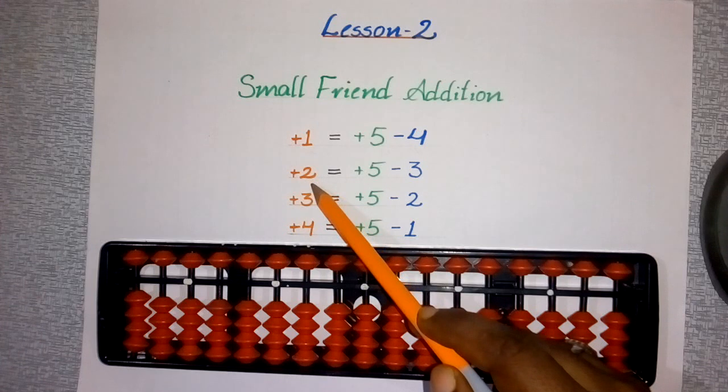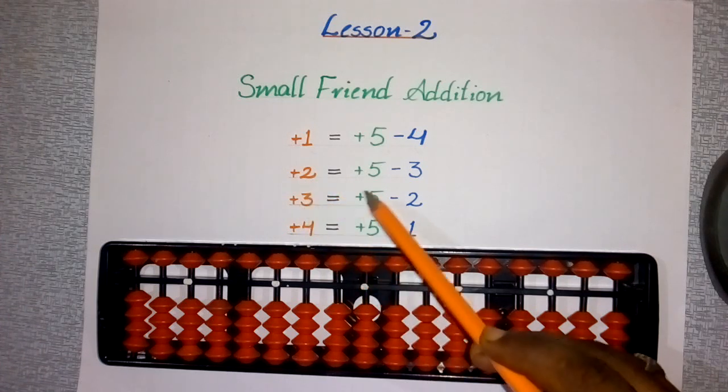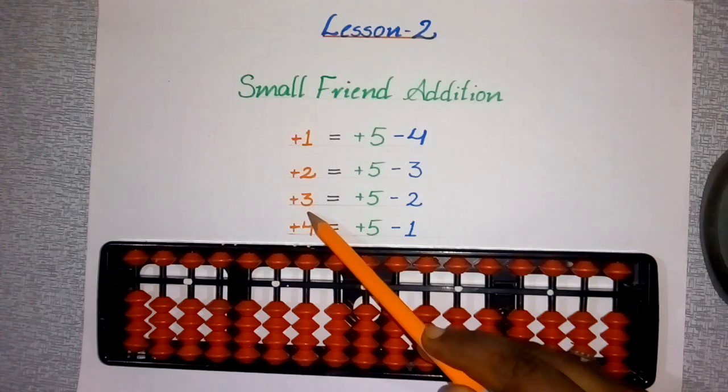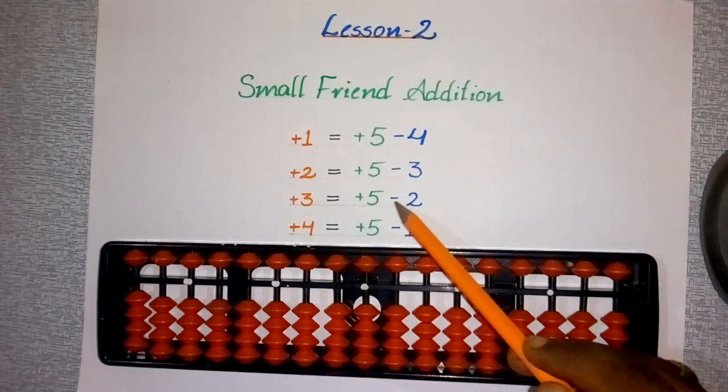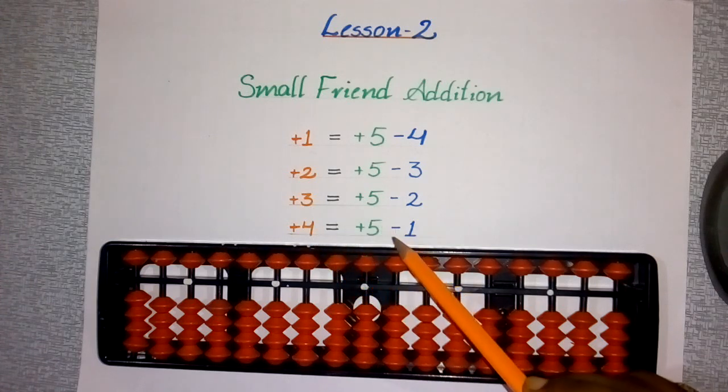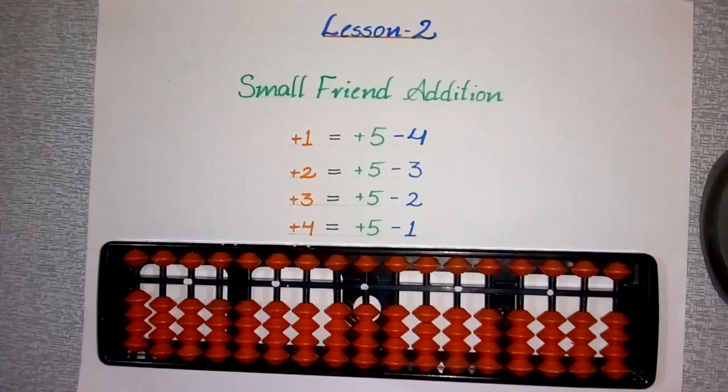For addition of 2, it will be plus 5 minus 3. For addition of 3, it will be plus 5 minus 2. For addition of 4, it will be plus 5 minus 1. So let us see how it is used on the abacus.